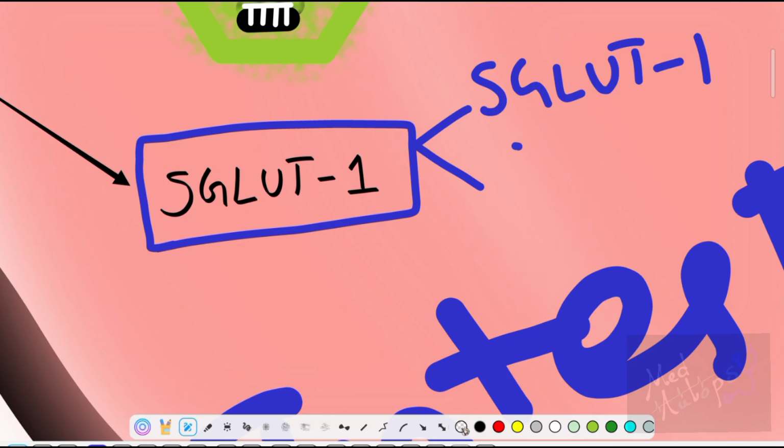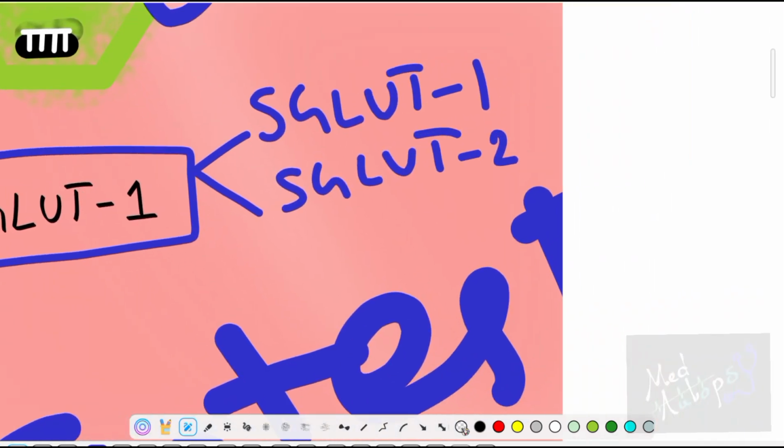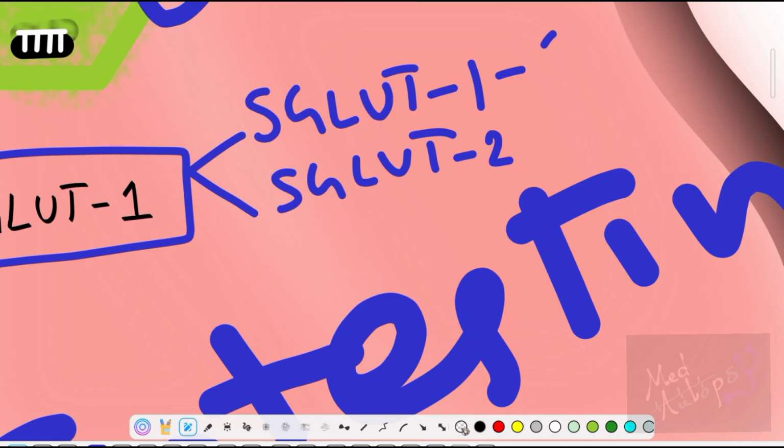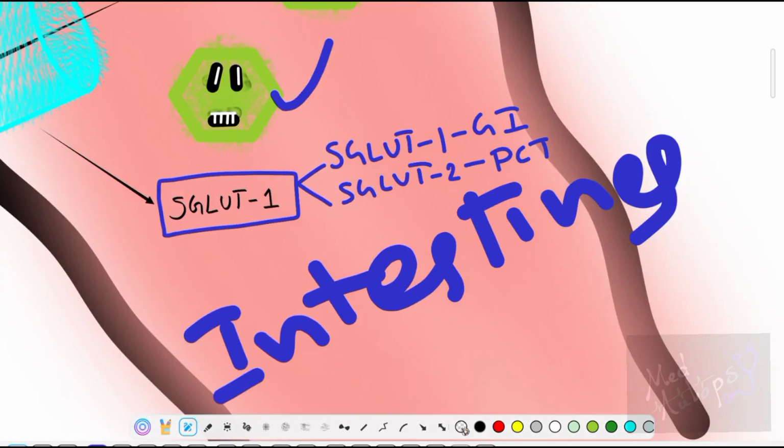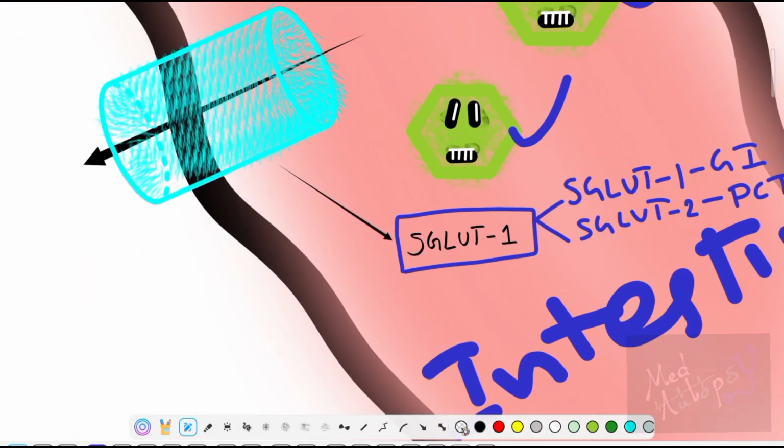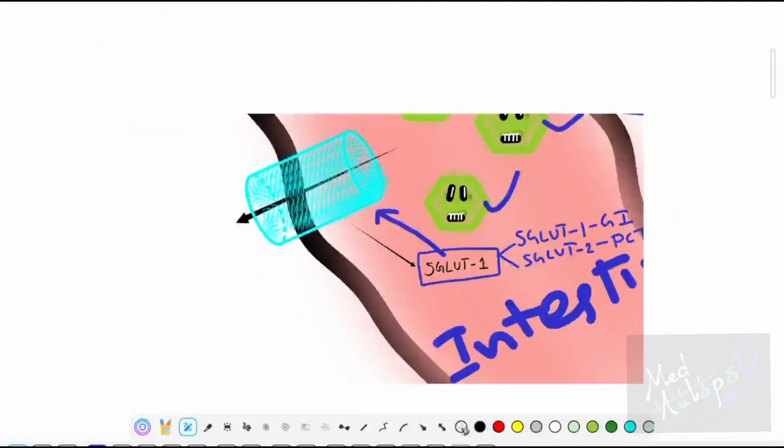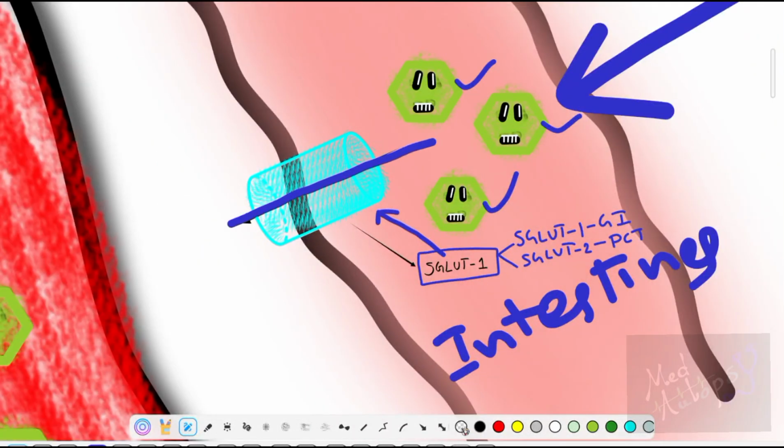We have two types actually, SGLT1 and 2. SGLT1 is present in the intestine, the GI tract, and the other one is in the proximal convoluted tubule of the kidney. We'll discuss more about these transporters in upcoming videos. So we will focus on the SGLT1 receptor.